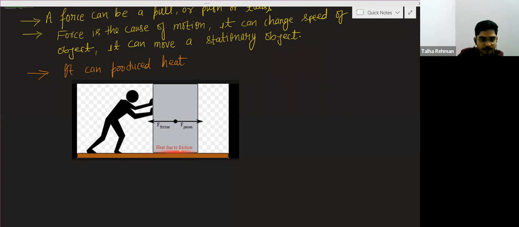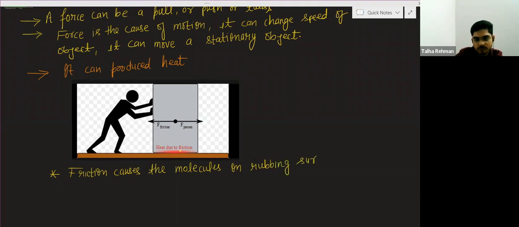So we can write one point. Friction causes the molecules on rubbing surfaces to move faster.